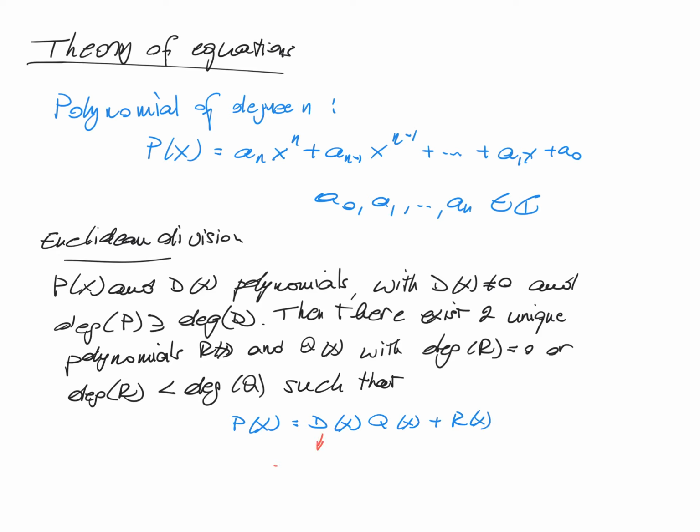In this equation, d is called the divisor, so we divide by d. q is the quotient, and r is the remainder after division by d. There are two ways to find r of x and q of x. The first one is the Euclidean division. The second one will be the synthetic division. The Euclidean division is the long version. The synthetic division is a shorter version of the same principle. We will explain these two divisions through an example.